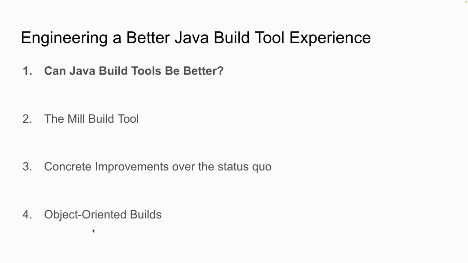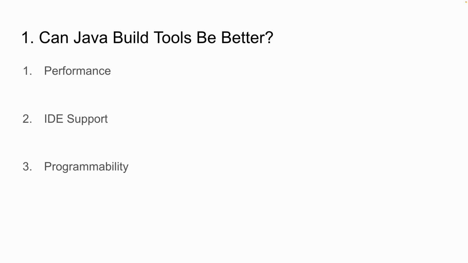So the first section is, can Java build tools be better? This largely falls into 3 categories from my experience. One is performance. Java is extremely fast, but when you compile things using Maven it is surprisingly slow and has high latency. IDE support doesn't always work as well as you'd like. You can jump to definition, but it might not always help you as much as it does in your application code. And extending the build tool, either configuring or programming it to do other things, is more difficult than you may expect, given what you want to do. So we'll go into these one by one.